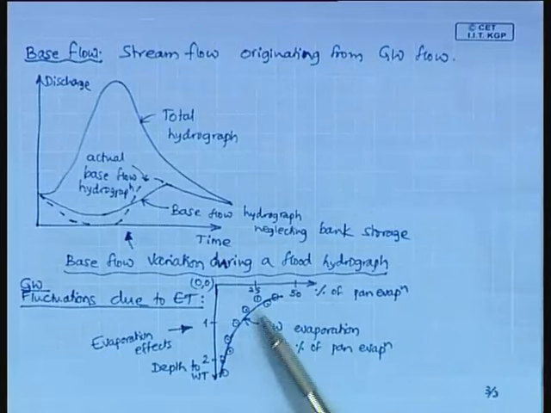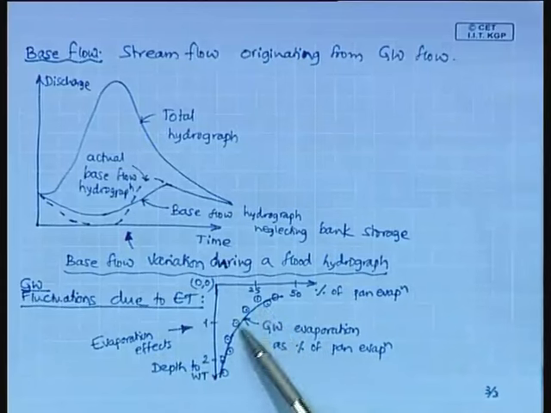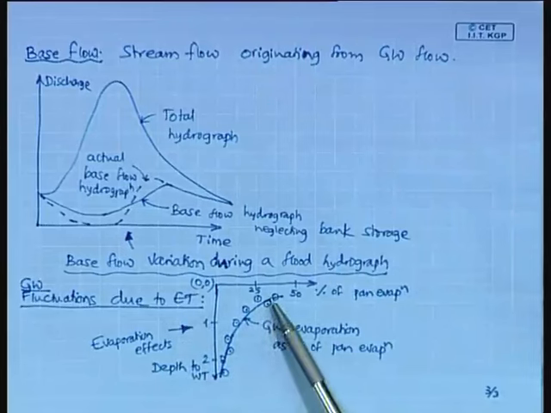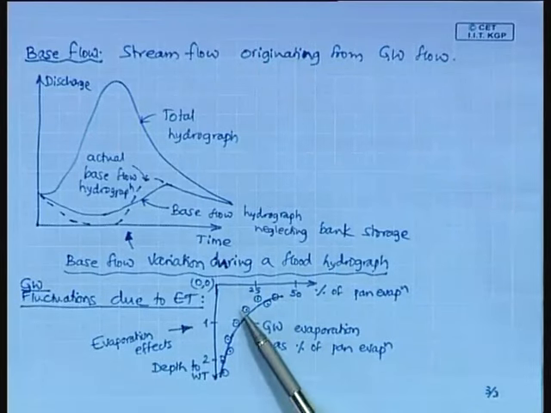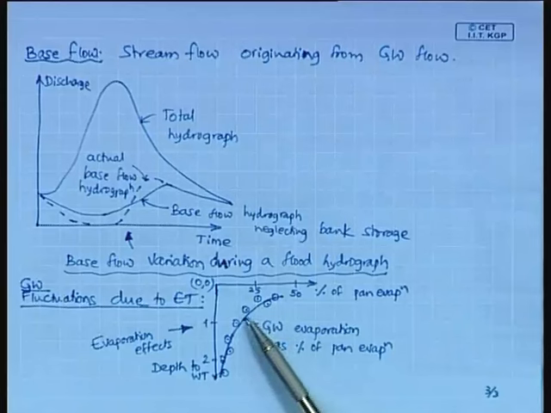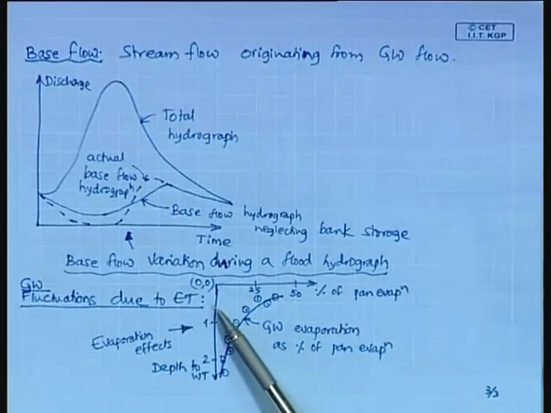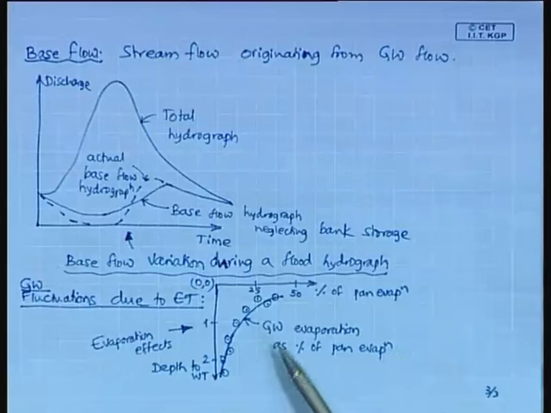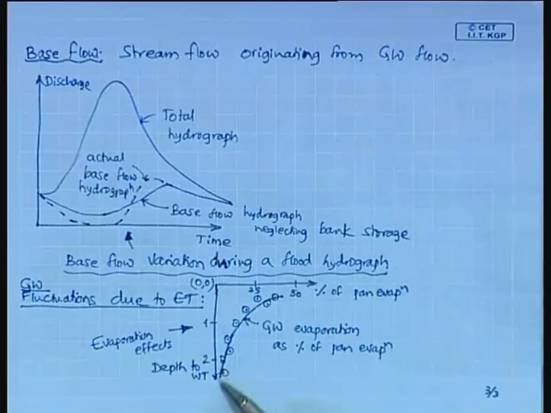But as we go deeper and deeper, the evaporation effect will be less and less visible on the groundwater fluctuation, because the groundwater is at a depth below this 0.5 meters, and therefore the evaporation of groundwater expressed as a percentage of pan evaporation goes on decreasing, and at deeper depths it may be practically negligible, of the order of say 5% or even less than that.